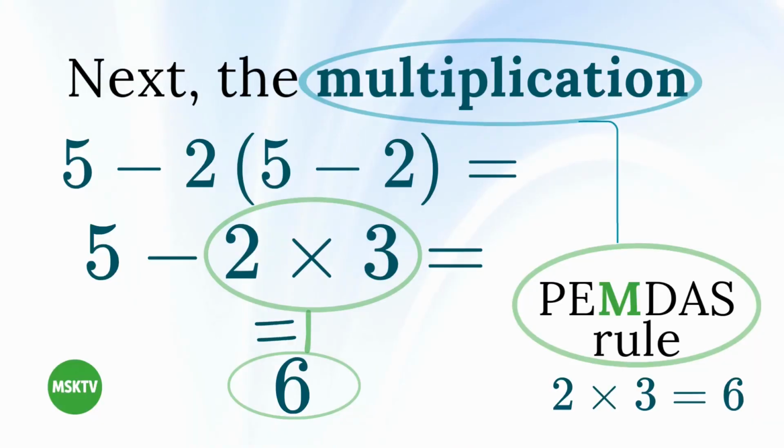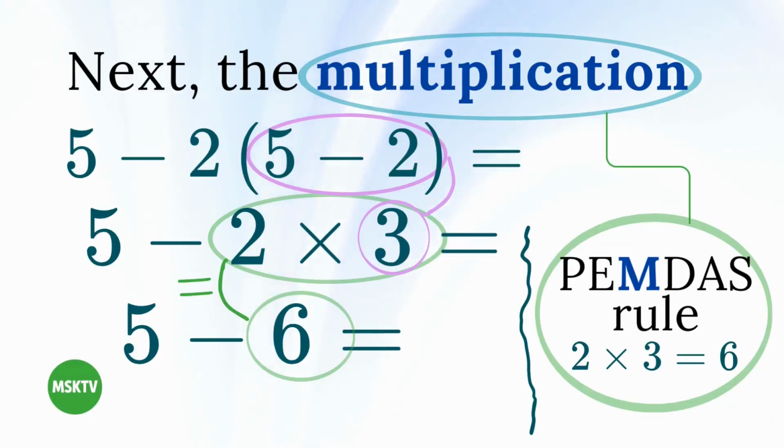Now, we look at what comes next, respecting the PEMDAS rule. There is a multiplication on the left of the 3, so we need to find the product of 2 times 3. As you can see, 2 times 3 equals 6.